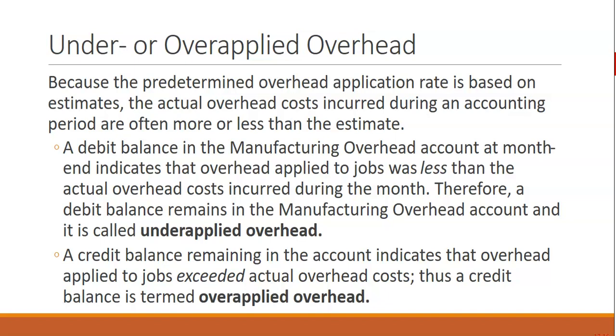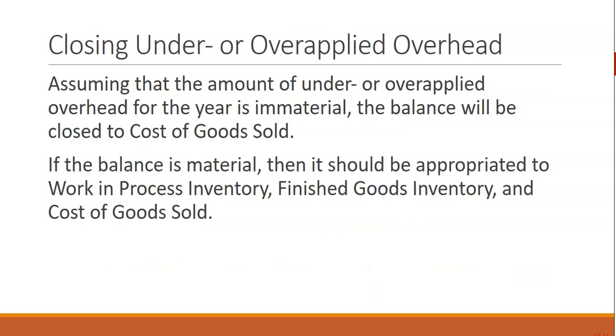If we have a debit balance in the manufacturing overhead account at the end of the period, that means that we underapplied overhead. If it is a credit balance, we over-applied overhead. So we overestimated if there is a credit balance and we underestimated if there is a debit balance. So we need to close that account.